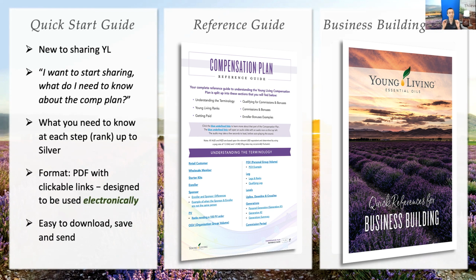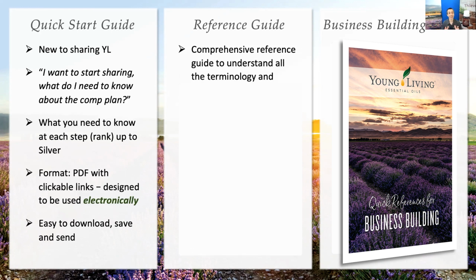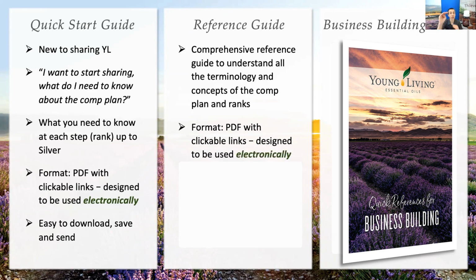So the reference guide is exactly what it sounds like. It's a reference guide that covers basically every single component that I could possibly think of in the compensation plan, and allows you to quickly see all of that and then click on what you want to learn more about. And the format of this, again, is a PDF format with clickable links. Again, you'll find out what they are in a moment. And it's designed to be used electronically so that you can click on those particular blue underlined links to learn about that particular component of the compensation plan.